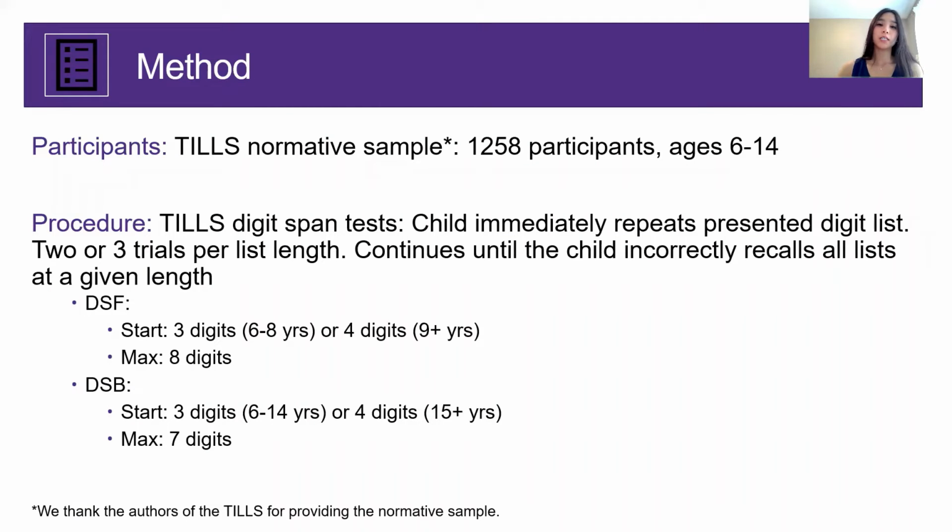We were able to conduct this study by reanalyzing the normative data from the TILLS. We thank the authors of the TILLS for providing us with the normative sample. So in this study, 1,258 participants ages 6 to 14 completed all 15 subtests of the TILLS, including the digit span forward and backward tasks.